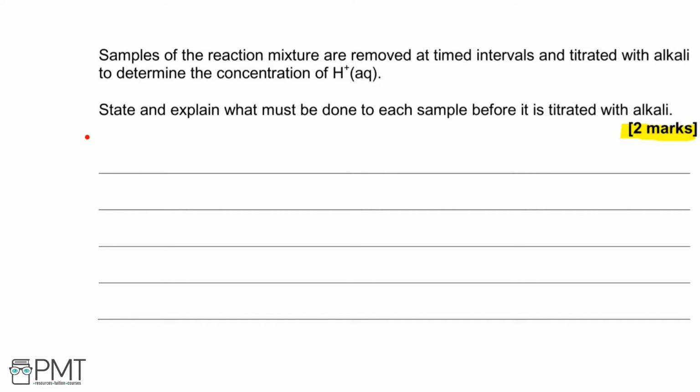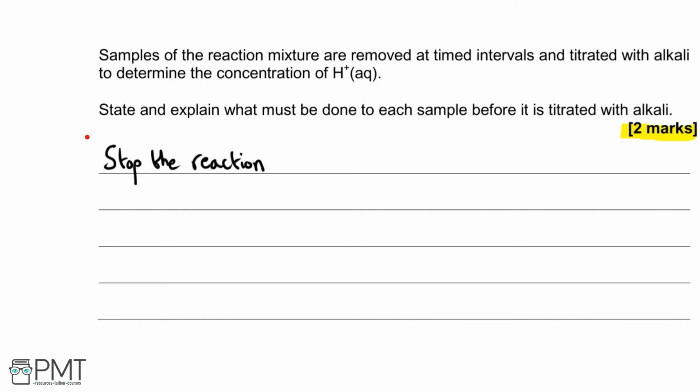So what we need to do, and this point here is our first mark, is that we must stop the reaction, which is often referred to as quenching the reaction. So you must stop the reaction so that it doesn't continue to react and the concentration of our hydrogen ions continues to change. We don't want that. We need it to be specific and staying at the point that we took the sample.